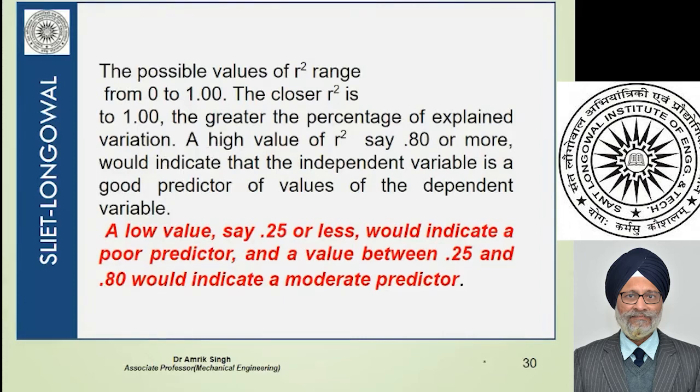A high value of r square, say 0.8 or more, 0.9, 0.85, 0.95, would indicate that the independent variable is a good predictor of the value of the dependent variable. Okay. A low value, say 0.25 or less, would indicate a poor predictor. And a value between 0.5 and 0.8 will be a moderate predictor. And if it is more than 0.8 to 1, it is a very good predictor.